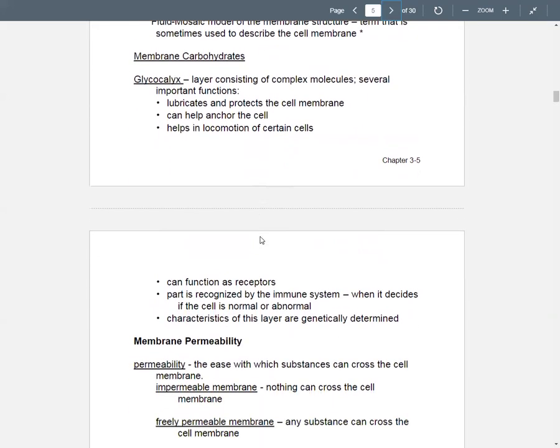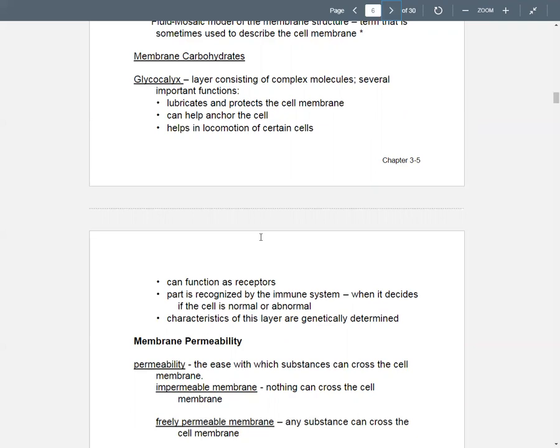We talked about proteins in the membrane. Let's talk about carbohydrates in the membrane. I don't know if anybody remembers, we talked a little bit about a structure called a glycocalyx. So there's some sugar on the membrane. It can serve a role of protection. It can also help with lubricating the membrane. It can serve as an anchor. In some cases, it can help with motion.